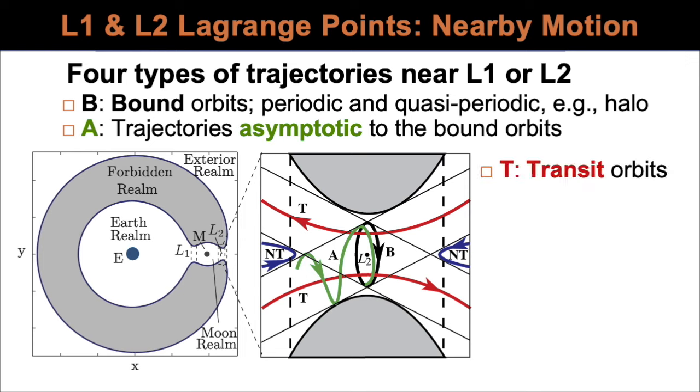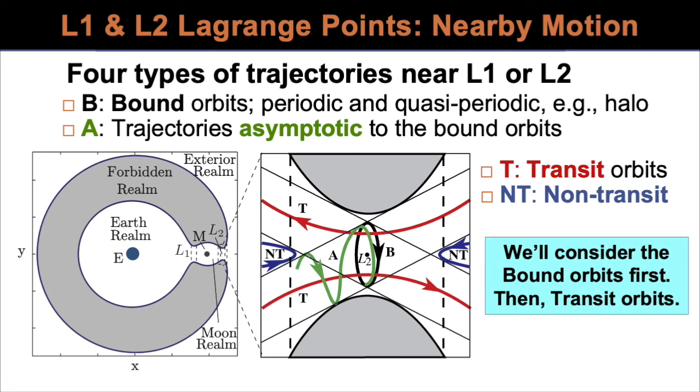These things labeled T are transit orbits, so all of the trajectories that go from one side of, say, this L2 bottleneck to the other, and vice versa. And then there are others that are non-transit, so they approach L2, and then they get bounced back to their realm of origin. So we'll consider the bound orbits first, and then transit orbits.